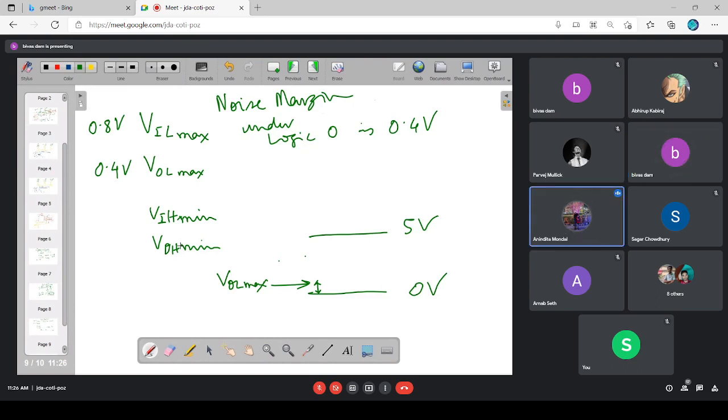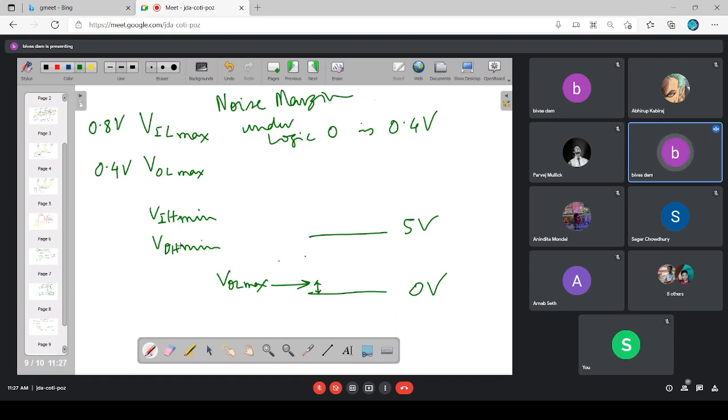Sir, VIH min can be maximum input signal? No, not maximum, minimum input signal strength. When you are trying to input a logic 1 signal, you are more concerned about the lower level, not the higher level. The higher the signal strength, it is better. But if it is lower than a certain level, then there may be some problem in detection of that signal strength. So while handling the logic high signal, we are basically concerned about the minimum levels.